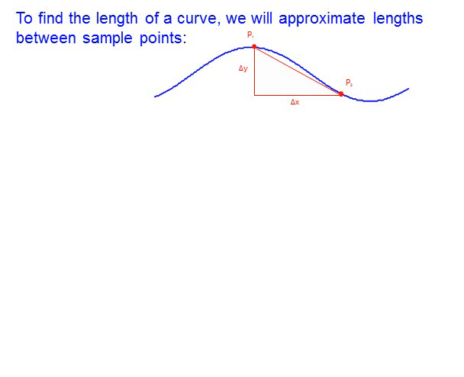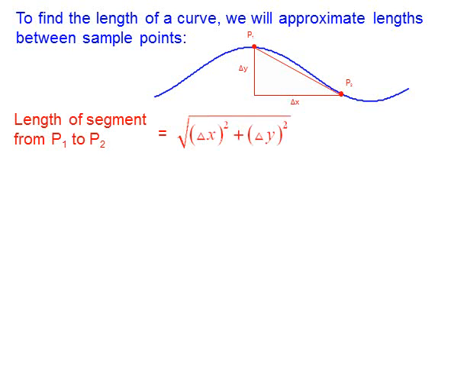Shown below is a continuous and differentiable sample curve with points P1 and P2. Change in y and change in x between P1 and P2 are also shown. By the distance formula, the length of the segment from P1 to P2 is the square root of delta x squared plus delta y squared.